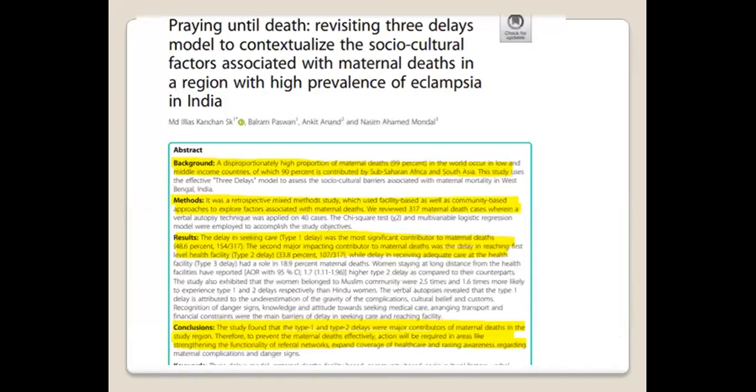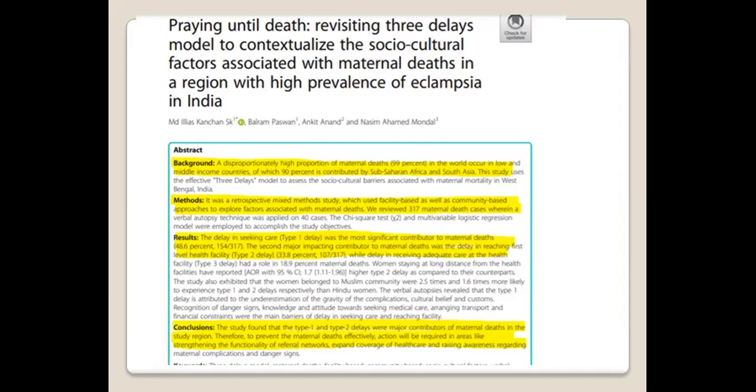An article has been published, "Dying Until Death: Revisiting the Three Delays Model to Contextualize the Socio-Cultural Factors Associated with Maternal Deaths in Regions with High Prevalence of Eclampsia in India." This article showed that a disproportionately high proportion of maternal deaths in the world occur in low and middle income countries, of which 90% is contributed by sub-Saharan Africa and South Asia. This study used the three delays model to assess the socio-cultural barriers associated with maternal mortality in West Bengal, India. It was a retrospective mixed method study which used facility-based and community-based approaches.